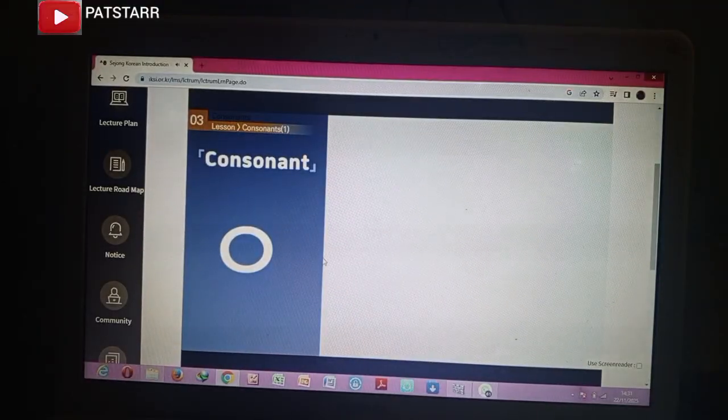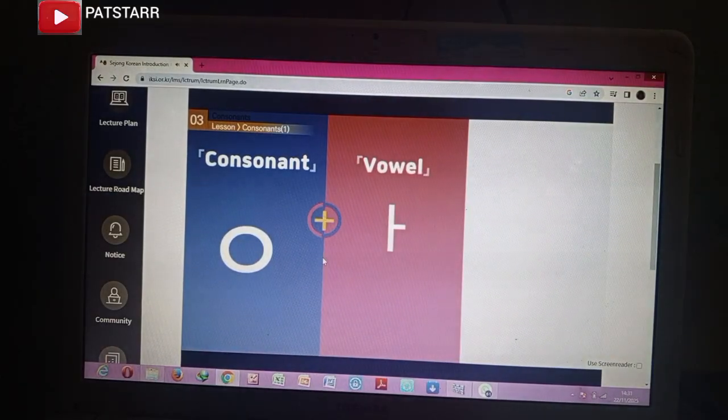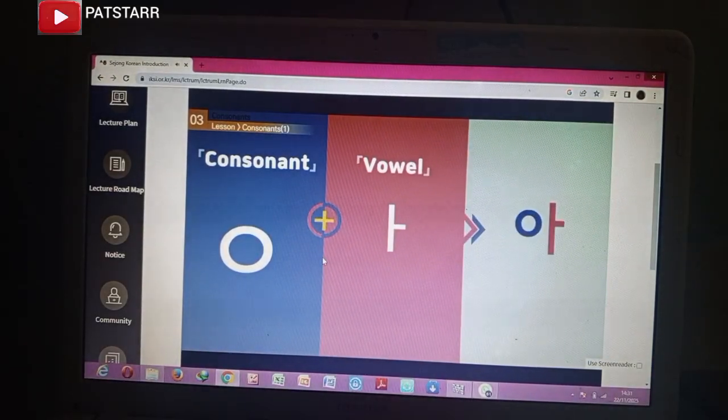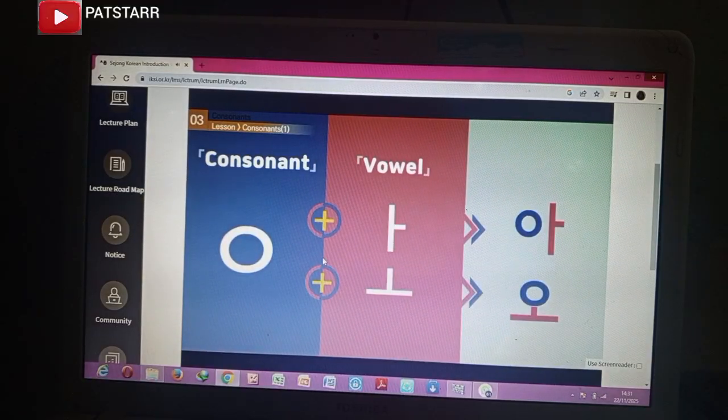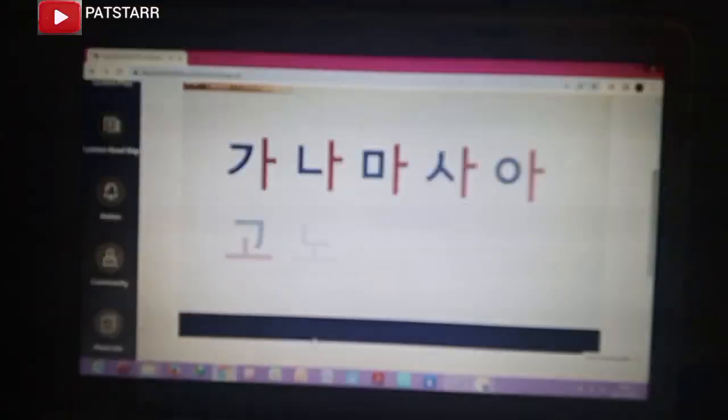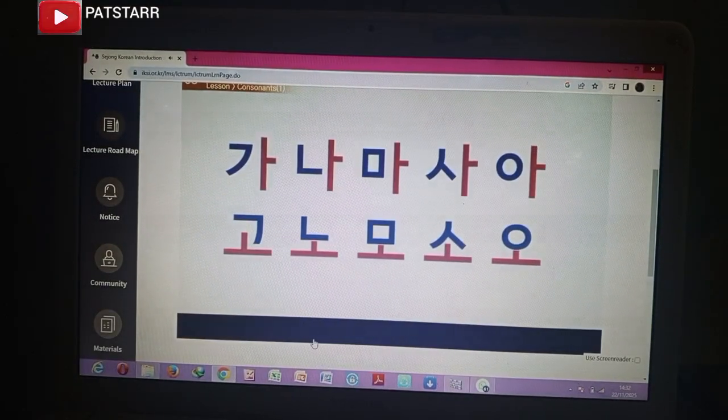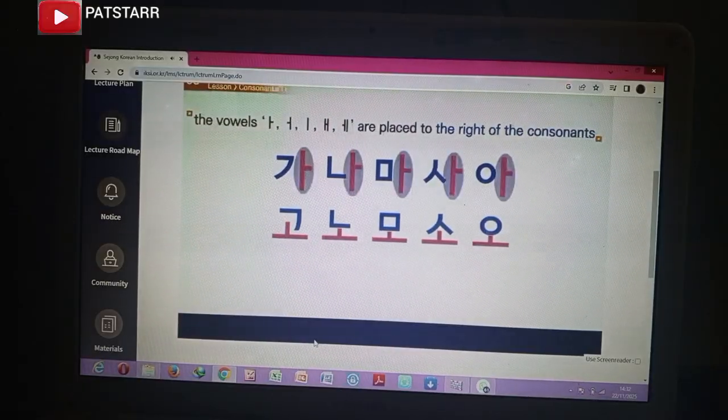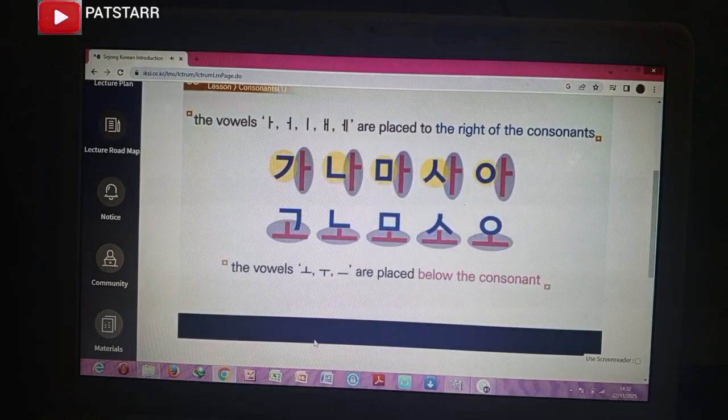Combining the consonant iung and vowel a makes a. Combining the consonant iung and vowel o makes o. This is how we construct each syllable in Hangul. Here, the vowels a, o, I, and e are placed to the right of the consonants, whereas the vowels o, u, and u are placed below the consonant.